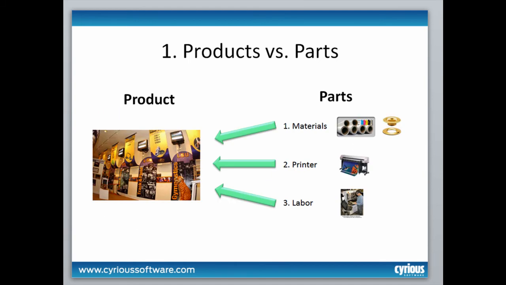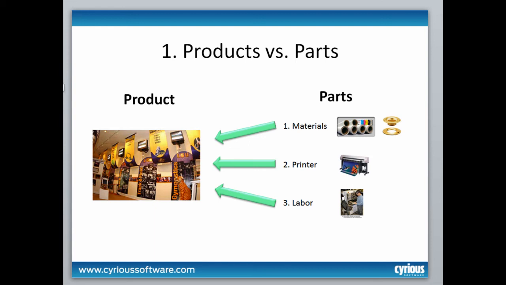Let's look at an example from the sign and graphics industry. The product would be the banner. Here we have an image of some banners in a retail store. The parts that were used to make that banner could include materials or substrates. It could include finishing items like grommets, the printer time, the labor that went into making that banner.